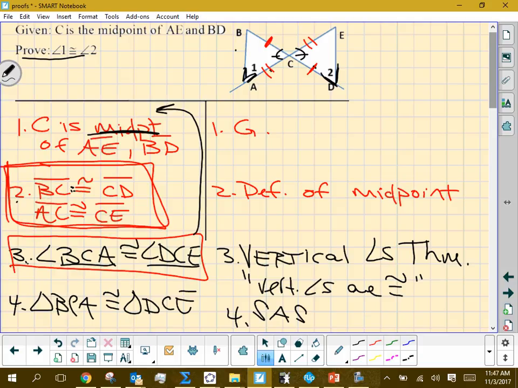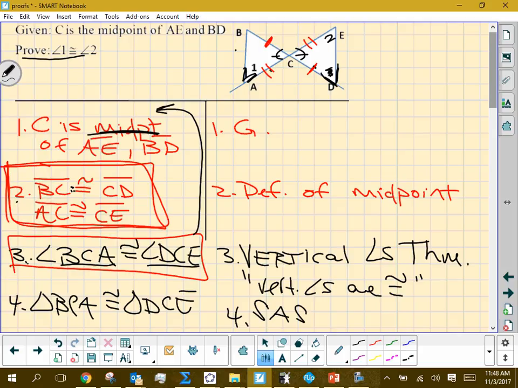Okay? So this is my fault. That 2 should not be there. That 2 should actually be up there, because now 1 and 2 are matching parts. So then we can say in step 5, angle 1 is congruent to angle 2 by CPCTC. I apologize for that. We could end up showing that leaving 1 and 2 where they were.